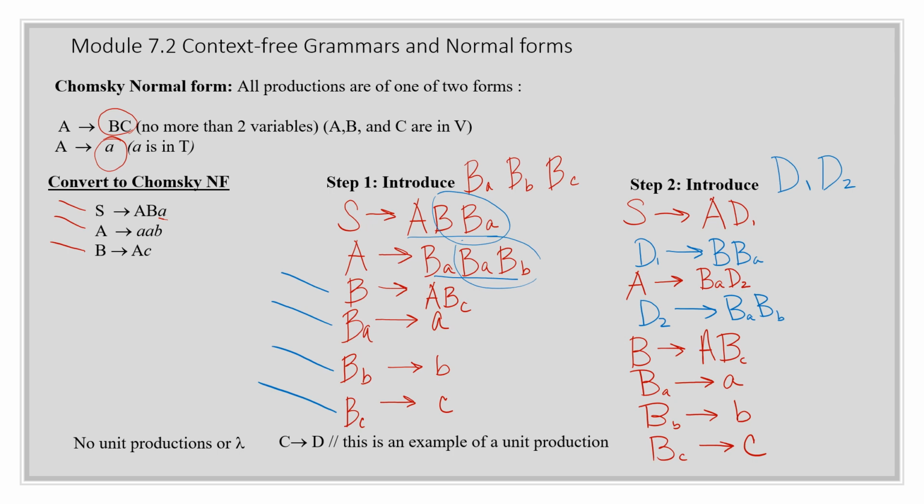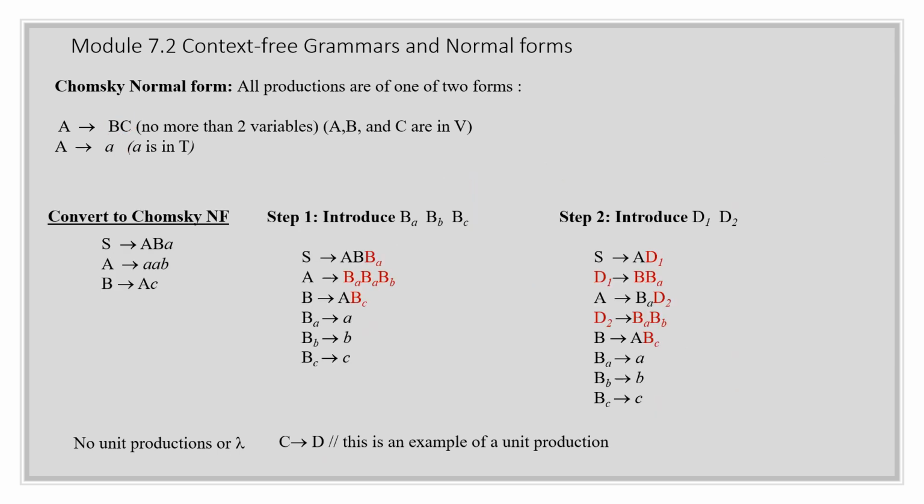In this form, you can have no more than 2 variables, and you cannot have unit productions. So actually, it must have 2 variables on the right-hand side or a single terminal symbol. And you can have no lambda productions.